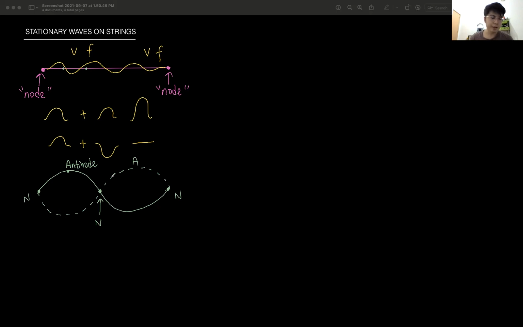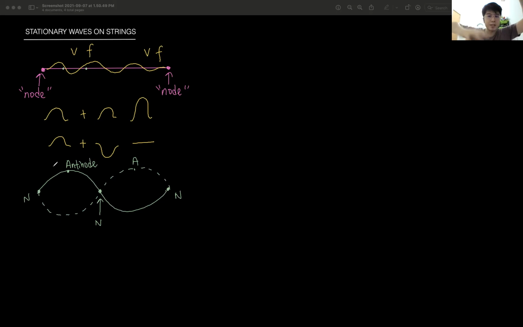Now, the antinode is the resultant amplitude, right? So the amplitude over here is the amplitude of the 2 waves added up. So it's bigger than the amplitude of the original wave. Okay, it's double the amplitude. So what is happening to the antinode here? The antinode is bouncing back and forth. It's like the string is dancing up and down like this.